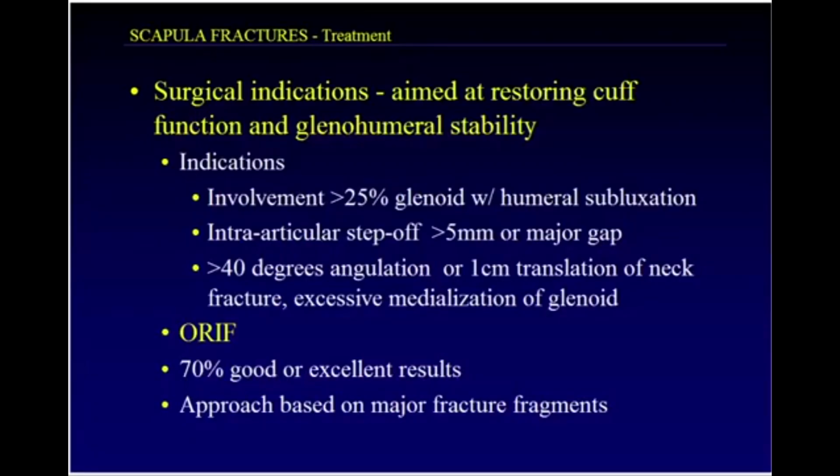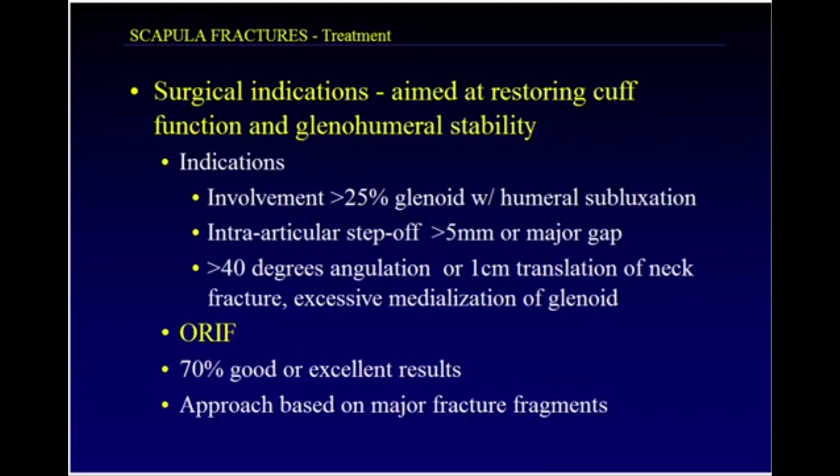Now, surgical indications are aimed at patients that have significant problems with rotator cuff function or stability of the glenohumeral articulation. Those would be your two indications for surgical intervention in patients with scapular fractures. So if you have greater than 25% involvement of the glenoid, these are intra-articular fractures extending into the glenoid and subluxation of the humeral head, then that would be an indication for surgery.